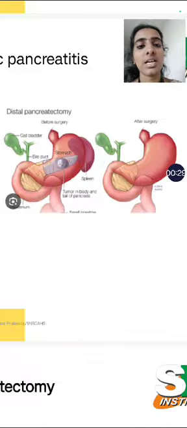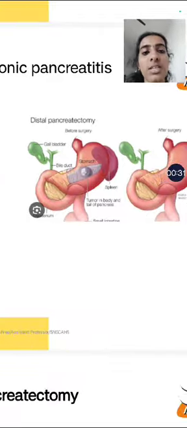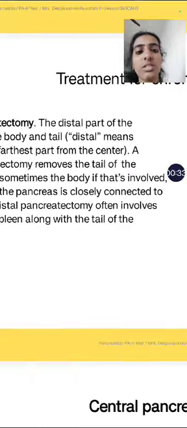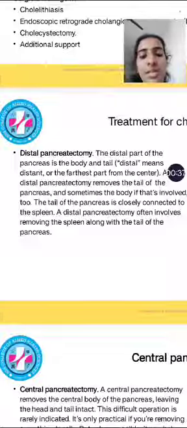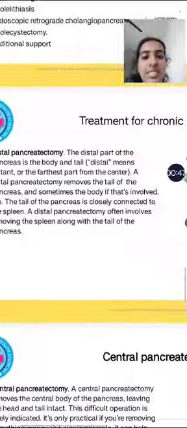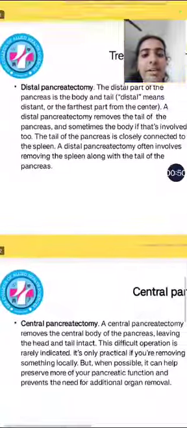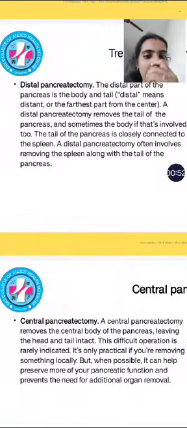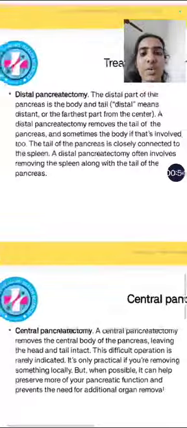Already we saw that. For that, the inflamed part is removed, so only the distal part is removed, and that pancreatectomy is called distal pancreatectomy. The distal part of the pancreas is the body and tail. Distal means distance, far apart from the center. The distal pancreatectomy removes the tail of the pancreas and sometimes the body if that is involved too.